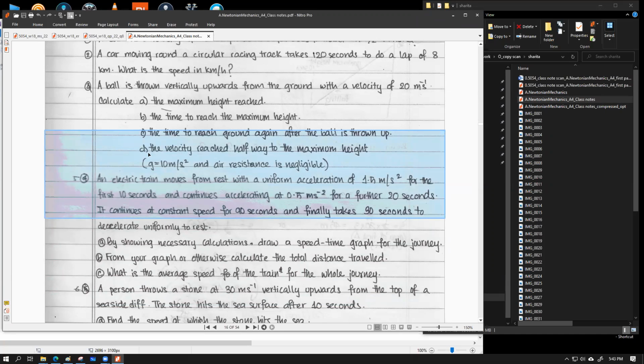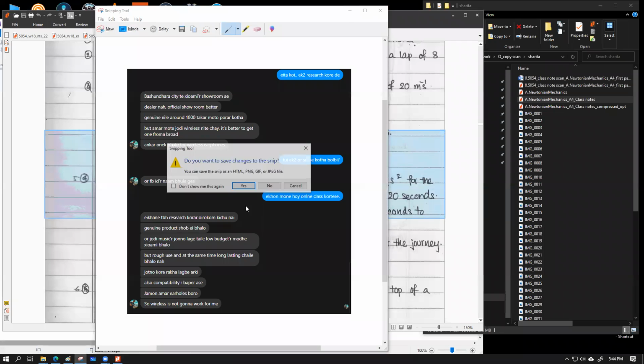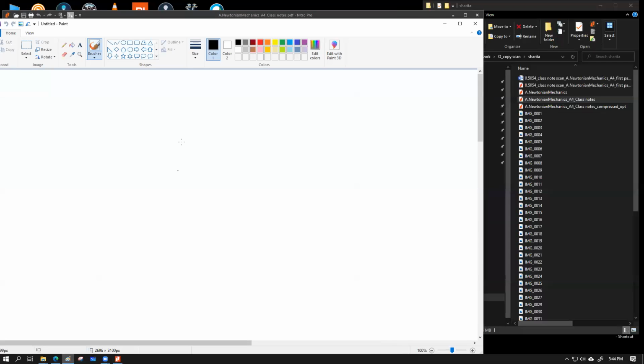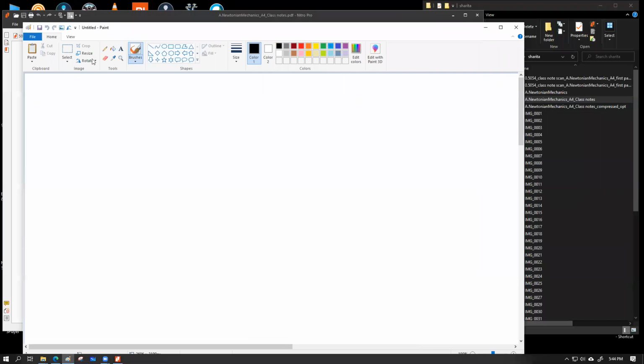So we are starting to solve from 4D. We did finish up to 4C, so we are starting from 4D. It is about the halfway height. So if I go ahead and write up this information, for this part we have the initial velocity available, which is known to us, and then we have the halfway height, which should be 20 by 2, which is 10 meter.